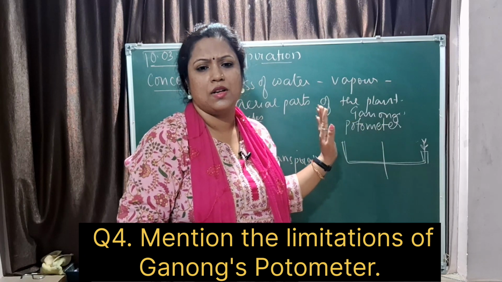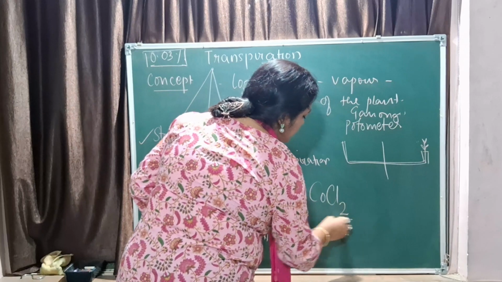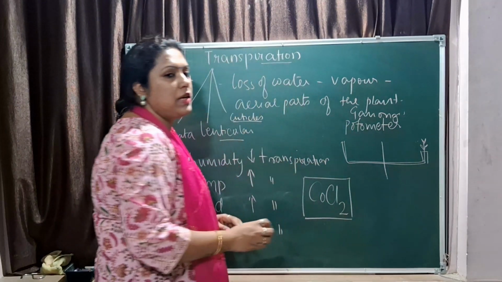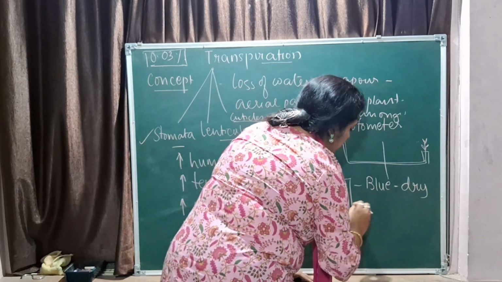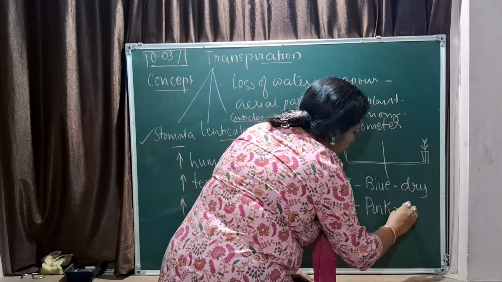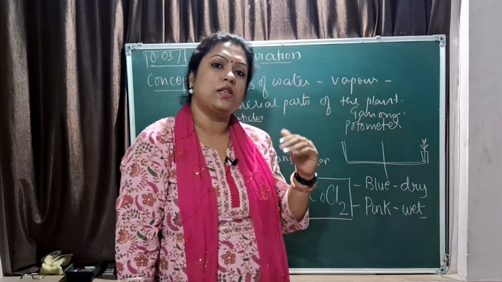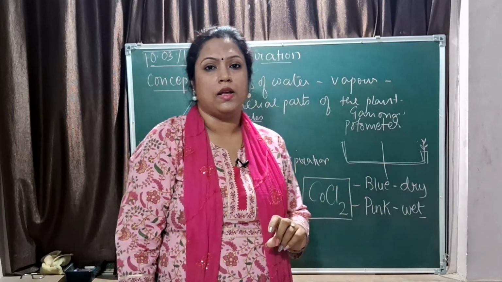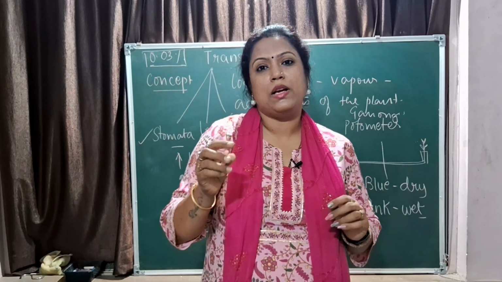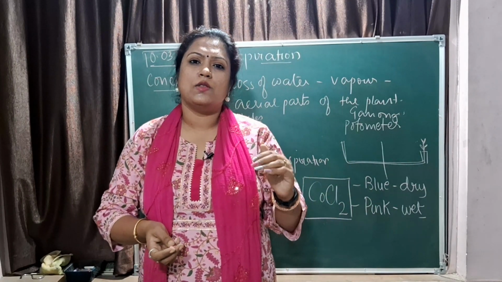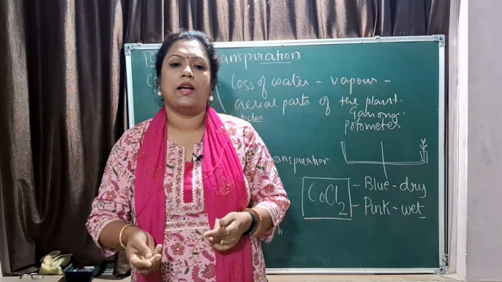This question is asked several times. Then cobalt chloride. What is cobalt chloride? A little bit of chemistry again. Cobalt chloride paper is basically blue. You remember this: blue when dry and pink when wet. So when cobalt chloride paper is attached to the leaves, it will turn pink, showing that transpiration has happened. Then you have the bell jar experiment, where water droplets are condensed on the bell jar. All these things we have been doing since our lower classes. So you understand the concept and you write the answer accordingly.